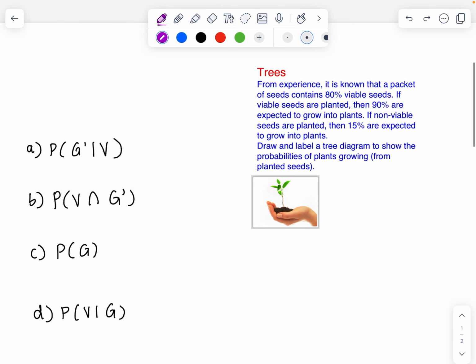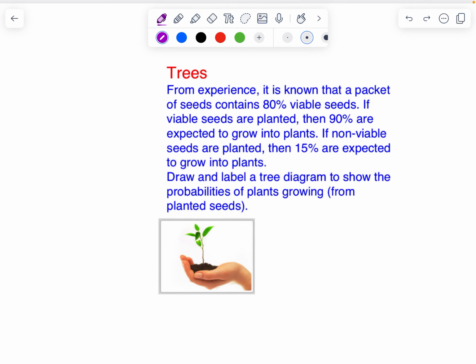In today's video, we are going to touch on statistics, specifically on conditional probability and tree diagrams. So let's first take a look at an example.